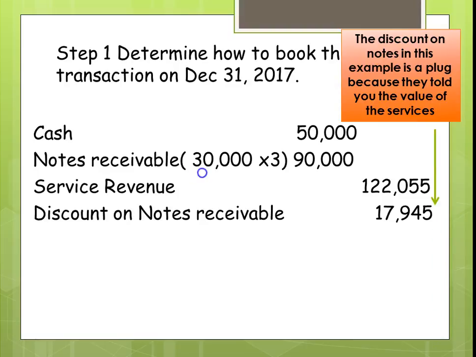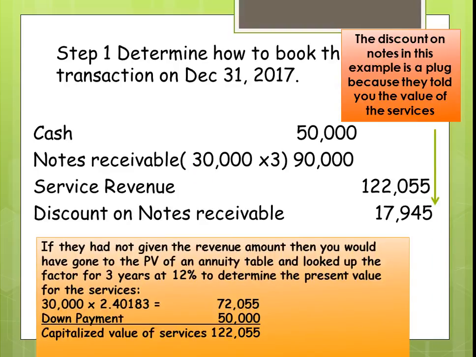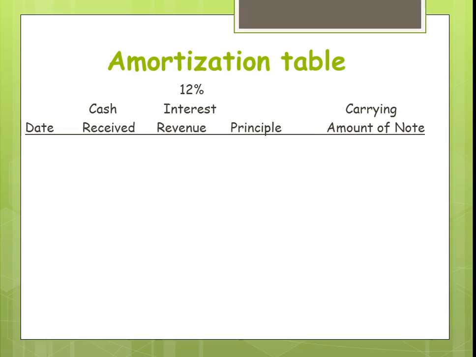If they hadn't told us that, what we would do is we would go to our present value of an annuity table. We would go across to 3 years, 3 periods, because it's only one payment each year, and over to 12%, and we take the factor times 30,000 plus the initial payment, and we end up with that same $122,055. Now again, the $17,945 is interest revenue, but since we do accrual accounting, we have to allocate it over the 3 years.